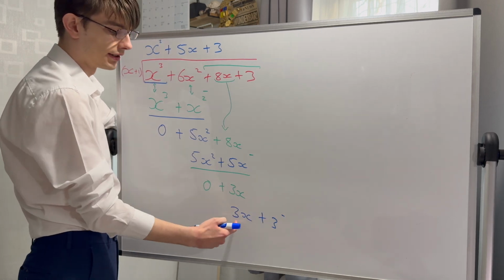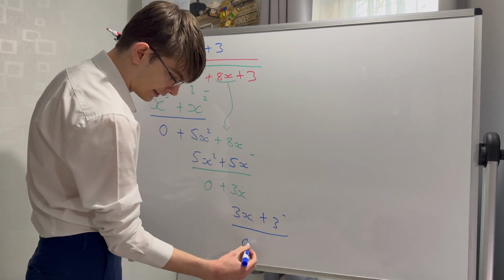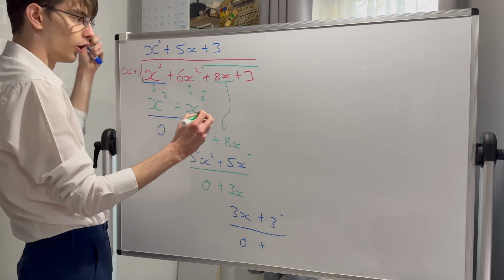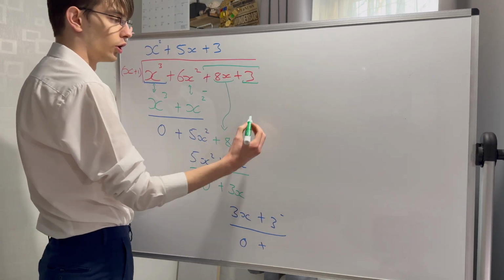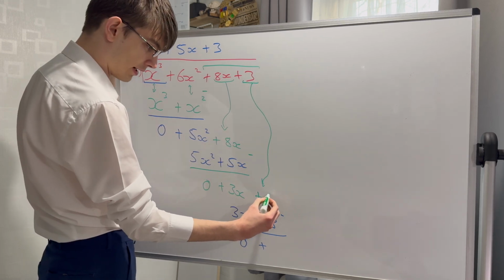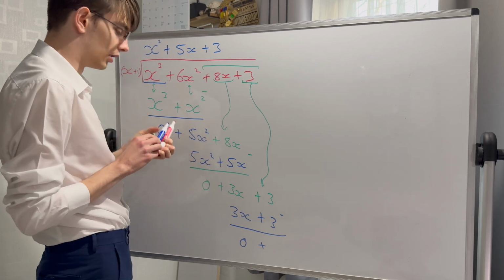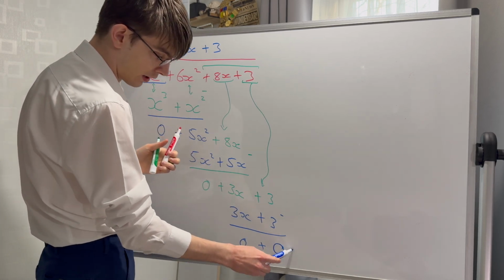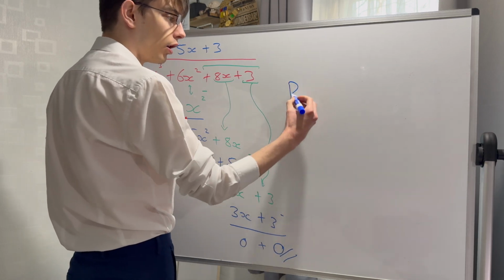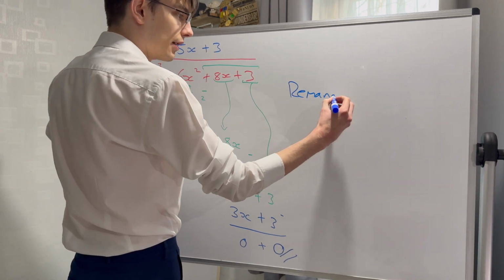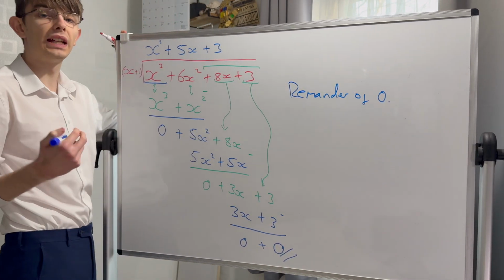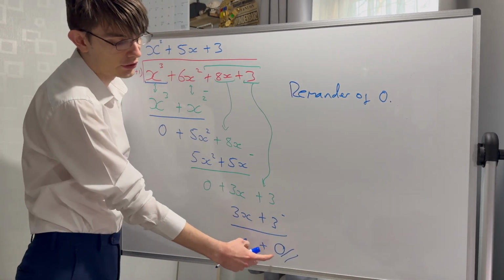My 3x minuses my 3x, I get 0, and then I've got nothing attached to the 3, so I'm going to look back up into my equation. What have I got left? Well, I've got a 3. I'm going to bring that down here. 3 minus 3 gives me 0. And because I've got 0 here, I have got a remainder of 0.